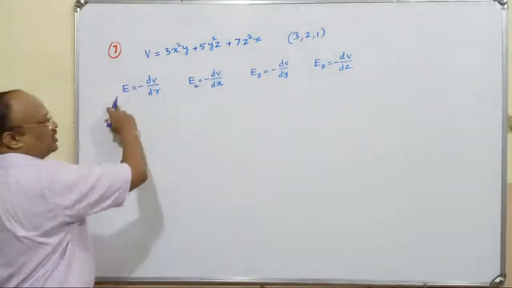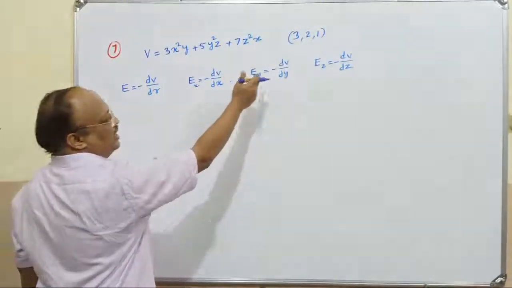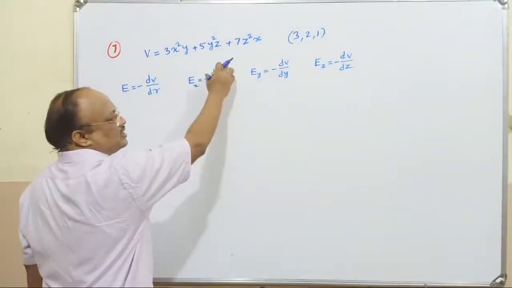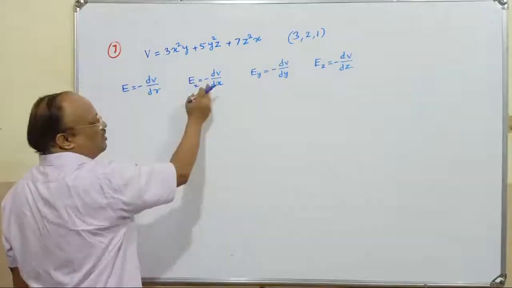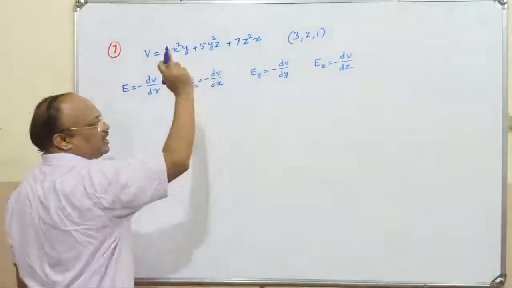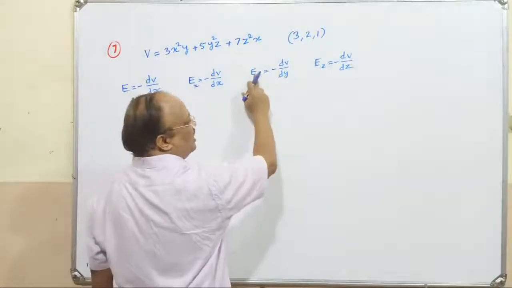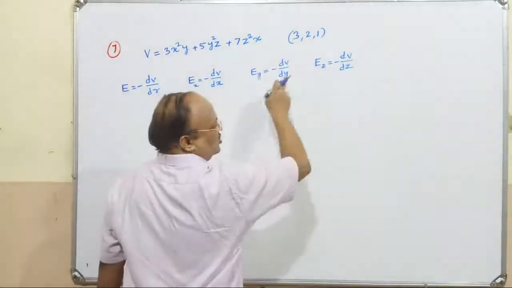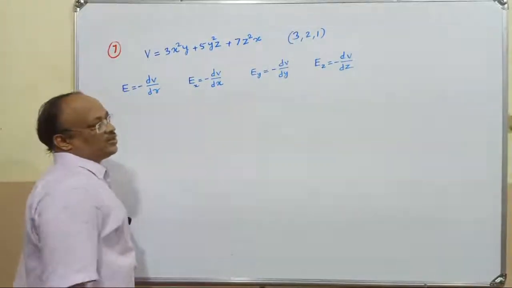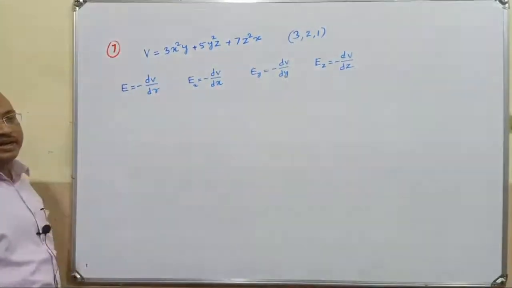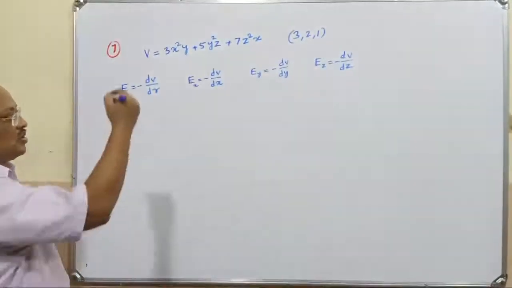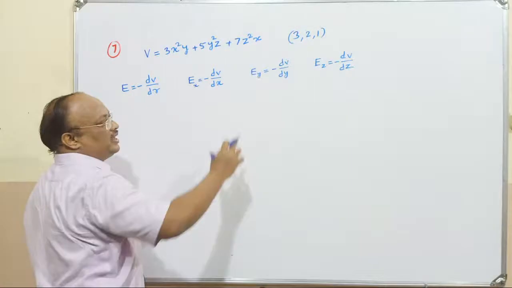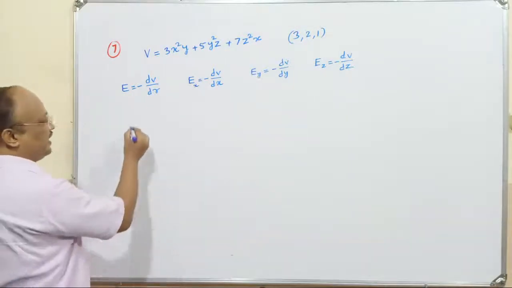So this expression we can write in the three different coordinates. Along the x-axis, the formula is minus dV by dx. Along y, Ey is equal to minus dV by dy. Along the z-axis, Ez is equal to minus dV by dz. So you find out the values of the electric field along each coordinate. Ex first.